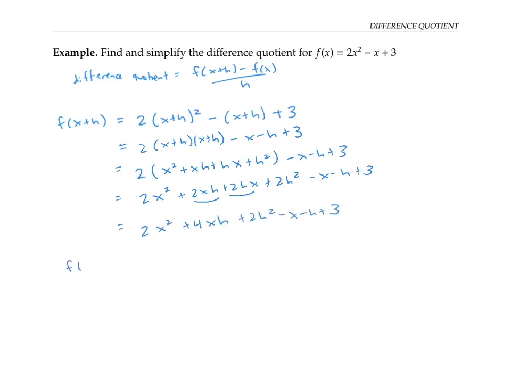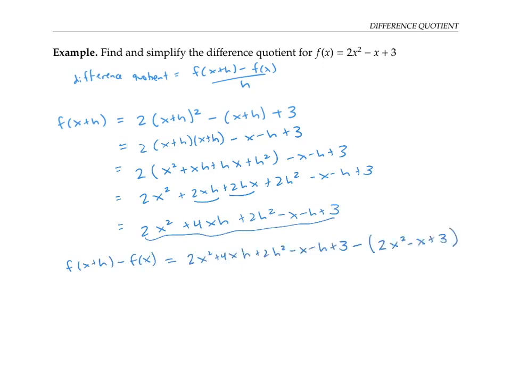Now I'm going to write out f of x plus h minus f of x. So that's going to be this thing right here, minus f of x. Again, I need to put the f of x formula in parentheses to make sure I subtract the whole thing. I'll distribute the negative. Now I notice that a bunch of things cancel out. So the 2x squared and the minus 2x squared add to 0. The minus x and the x add to 0. And the 3 and the minus 3 add to 0. So I'm left with 4xh plus 2h squared minus h.